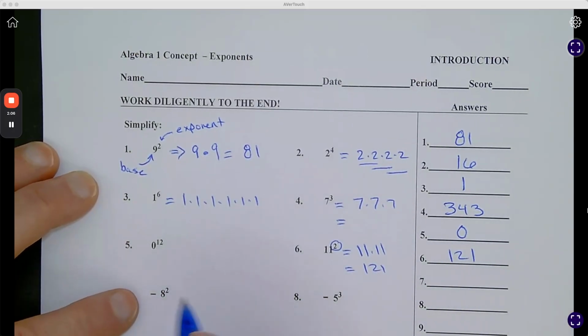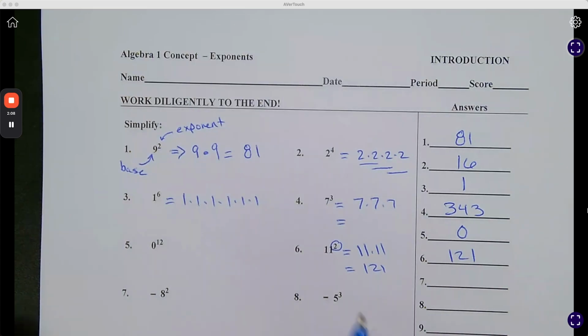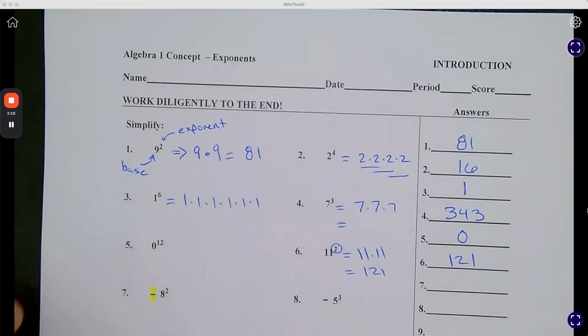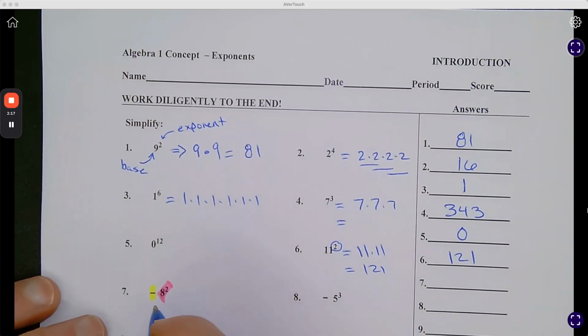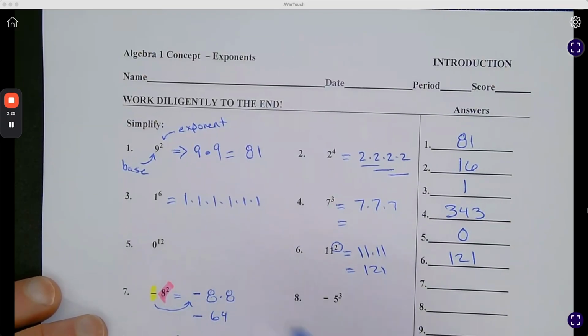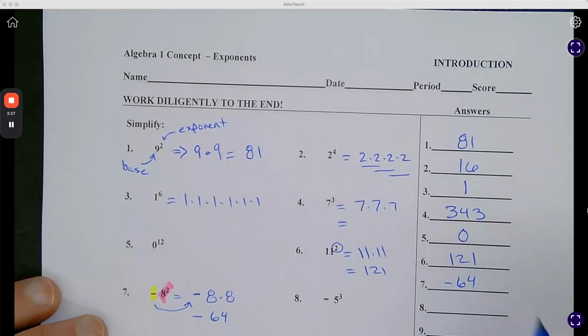And then notice this one. Notice that negative out in front. This is important. That negative does not go with the exponent. Only what is directly below it goes with the exponent. So the negative comes out in front, and then I do 8 times 8. So it's negative 64.